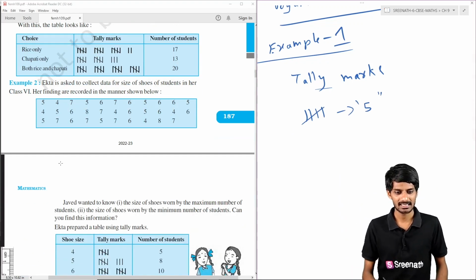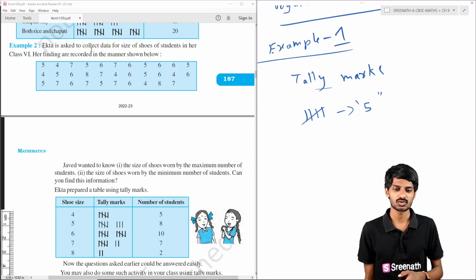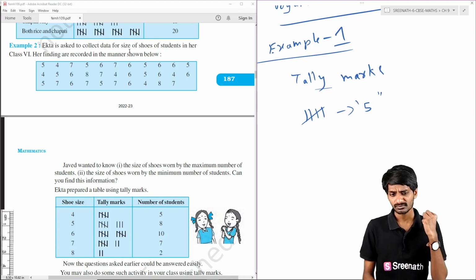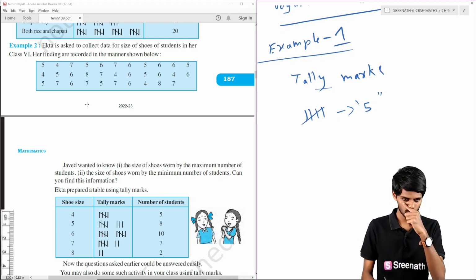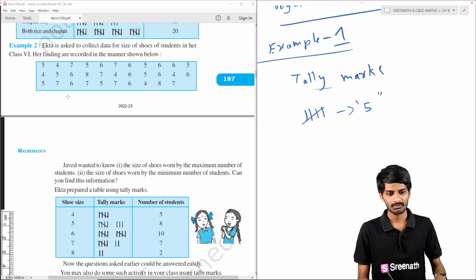So next is example 2, students. Ekta is asked to collect data for the size of shoes of students in her class 6. Ekta has to collect the size of shoes of the students. So first she has collected like that: 5 4 7. First student's size is 5, second student's size is 4, like that.